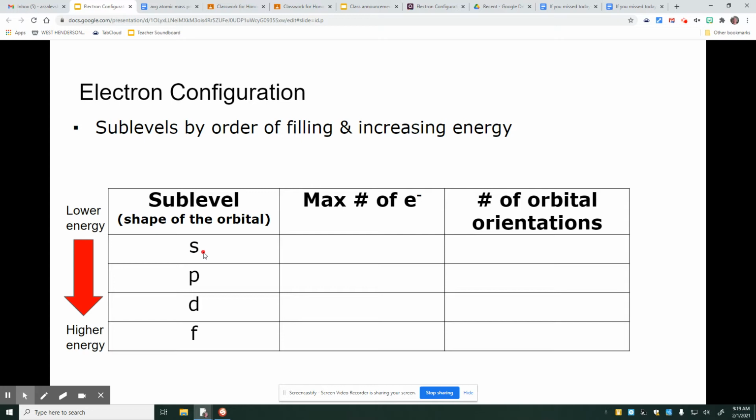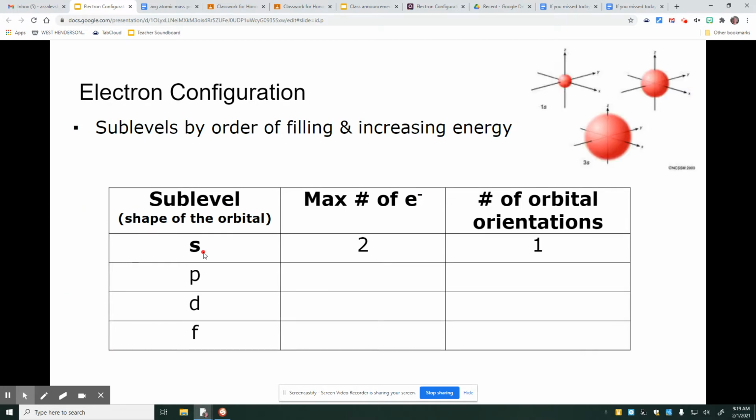I do. So the S sublevel, that spherical shape, can hold a maximum of 2 electrons. And in 3-dimensional space, it only has 1 orbital orientation. No matter which way you turn the sphere, it's always going to look like a sphere. So the shape doesn't change. So in 3-dimensional space, there's only 1 orbital orientation. Now here in this picture, I have a 1s, a 2s, and a 3s. On the different energy levels, you can see they get larger and larger.